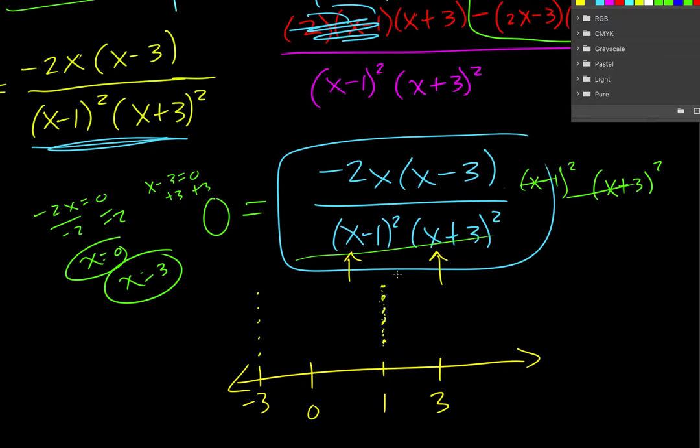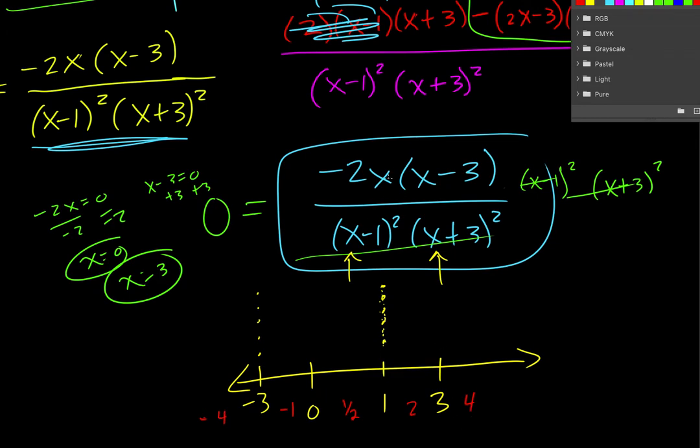So if you remember back when we first learned about sign diagrams, we care about all of those things. And so I'm going to choose negative 4, I'm going to choose negative 1, I'm going to choose 1/2, I'm going to choose 2, and I'm going to choose 4.